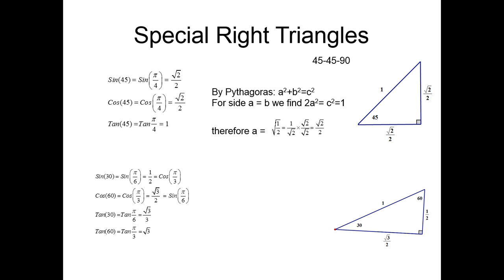Cosine is likewise the same. Cosine, as we said previously, was again the sine of the complement, but the complement of 45 is 45, so the cosine of 45 is the same as the sine of 45, which is root 2 over 2. The tangent of 45 is the opposite over adjacent, which is root 2 over root 2, which is 1.